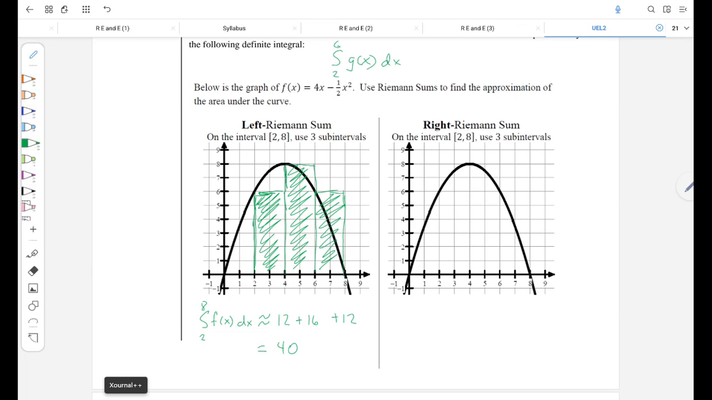We're still going from 2 to 8, but now when I go to do that first rectangle, I'm going to go up on the right-hand side and draw my rectangle at that height. I'll do the same thing with the second one. And kind of strange, but that height at 8 is 0. So my third rectangle has 0 area because it has no height. Yeah, so this doesn't feel like a good estimate because we're leaving a lot on the table.